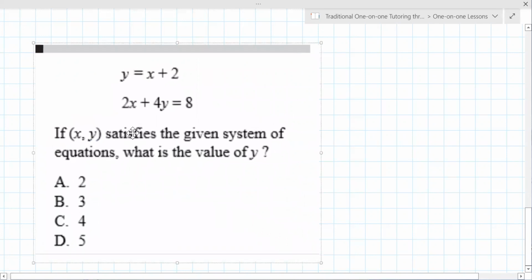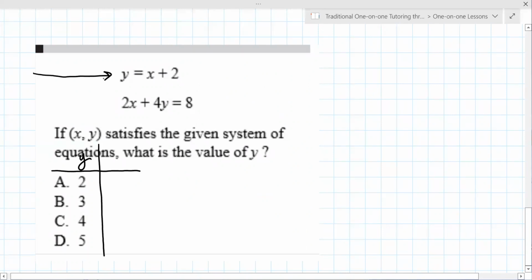Okay, so it says if x comma y satisfies the given system of equations, what is the value of y? These answers are y this time. They're giving you y. So take a look at that first equation there. See how it's already solved for y? It's y equals x plus 2. So we're going to figure out the x values that go with it. So for when y is 2, we look at that first answer. When y is 2, 2 equals x plus 2. So what is the value of x in that?